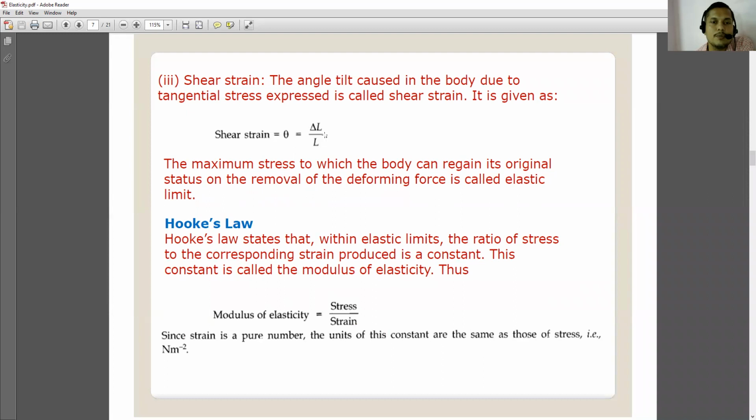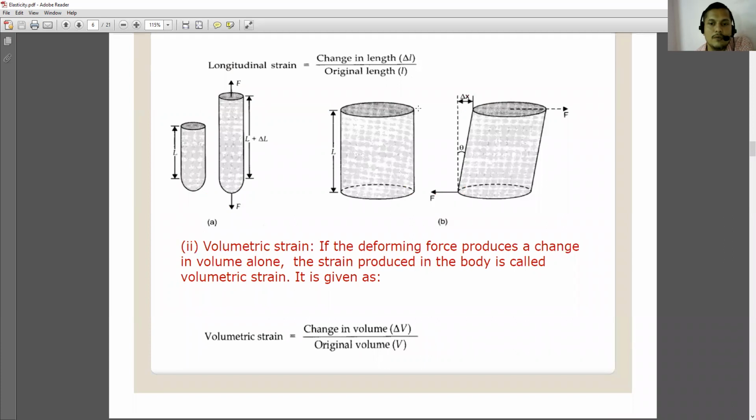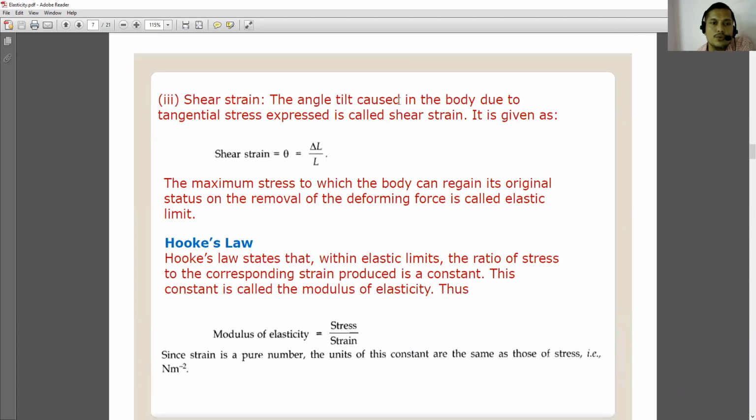Shear strain, what is it? The angle tilt caused in the body due to tangential stress expressed is called as shear strain. So here we can see that we are applying the force and we can get the change in angle. So it is due to tangential stress, and that is called as shear strain, which is given as shear strain theta is equal to delta L upon L.